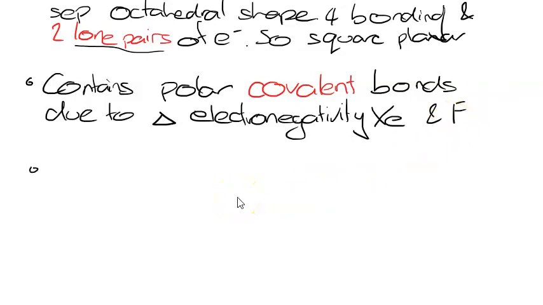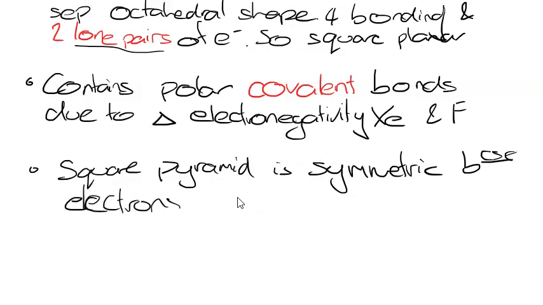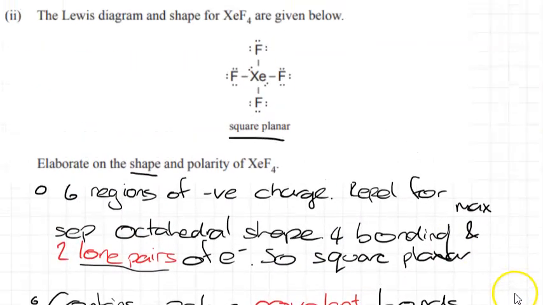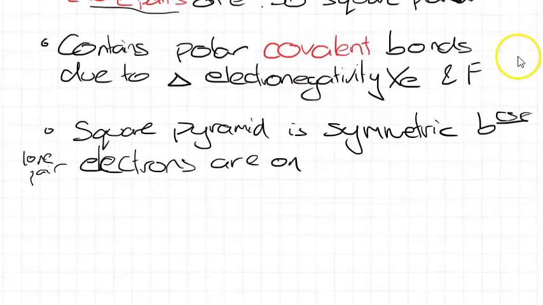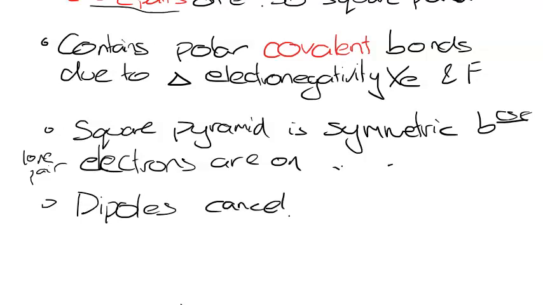Then we would say that the square planar molecule is symmetrical, because the electrons, or the lone pairs, are on opposite sides of the molecule, so the charge is spread evenly, and so the dipoles cancel. Always going back to the dipoles cancelling. Yeah, have a look at the model answer. In fact, I'll just get that up now.